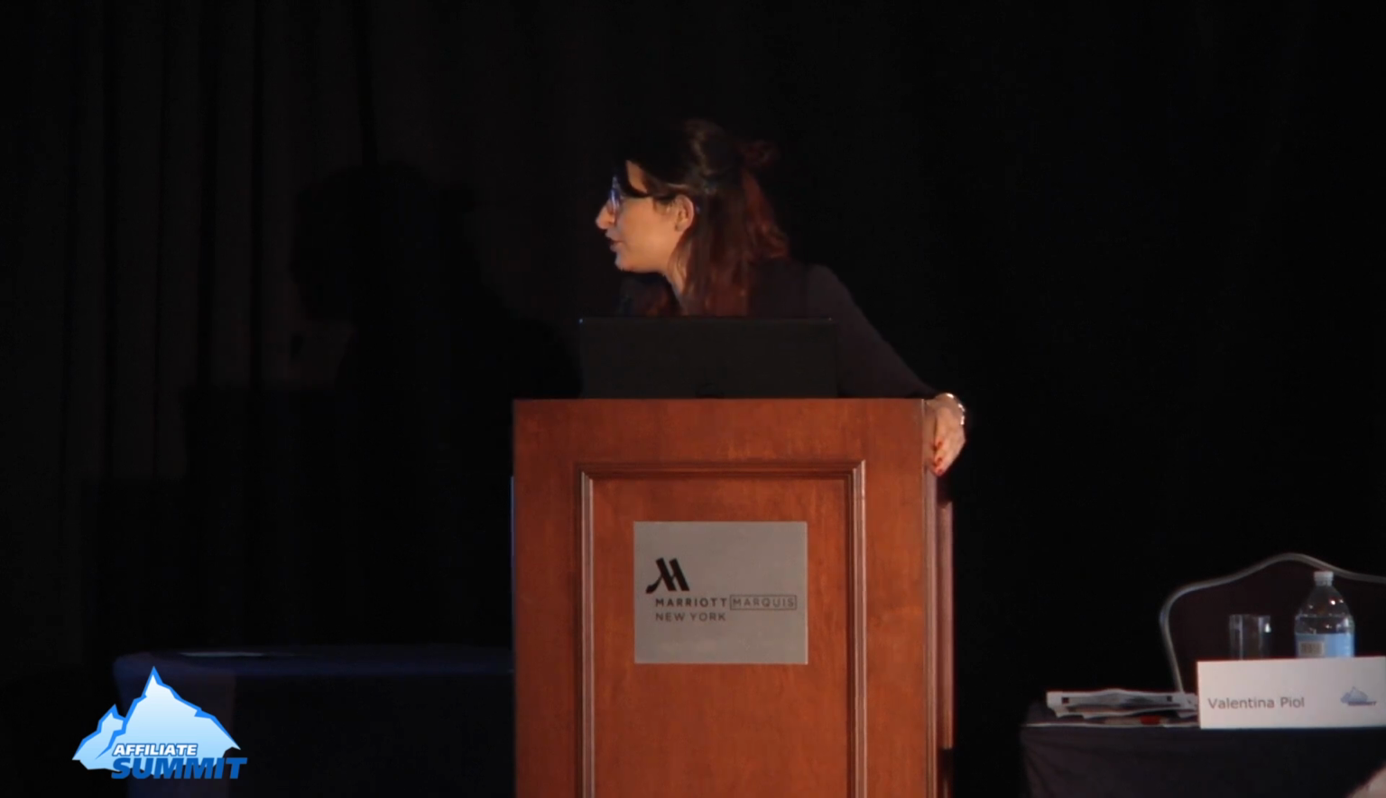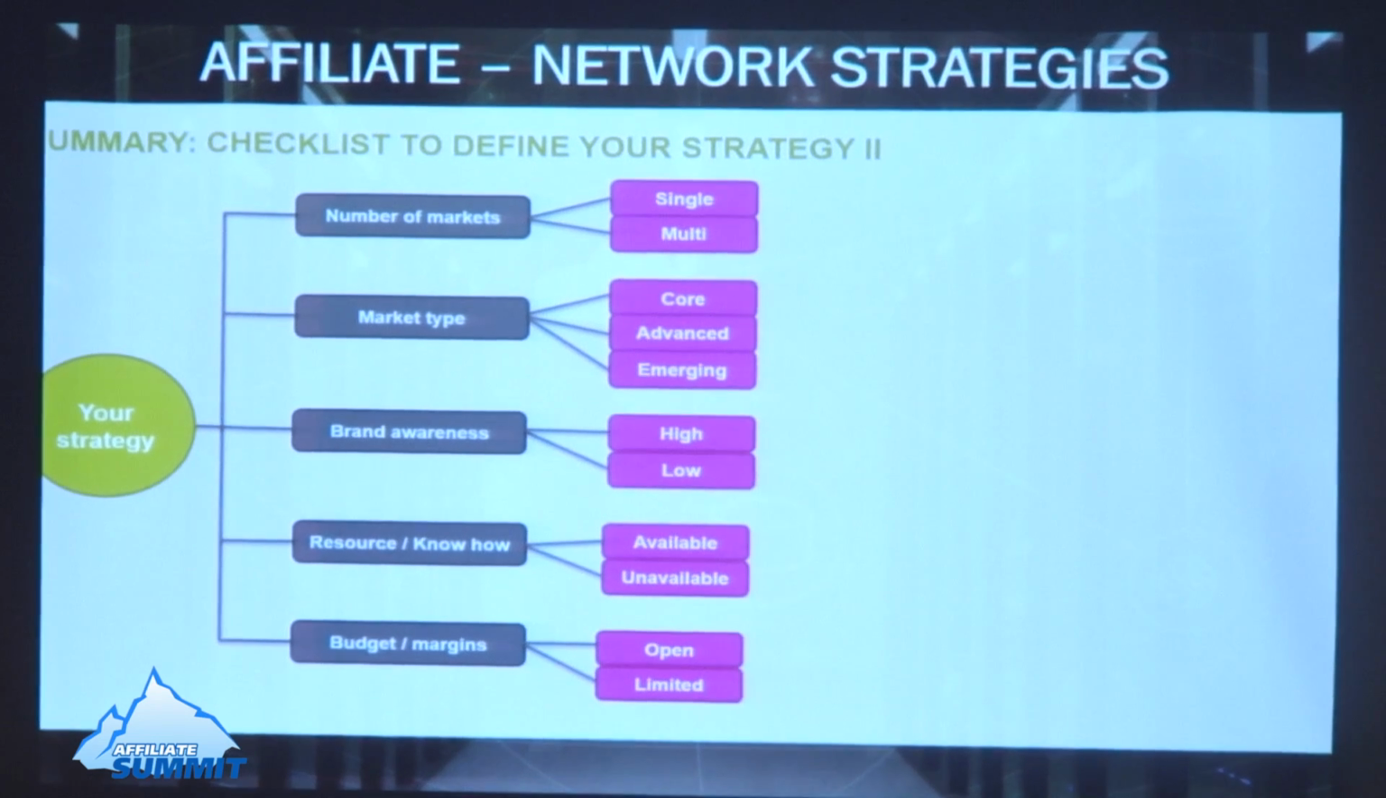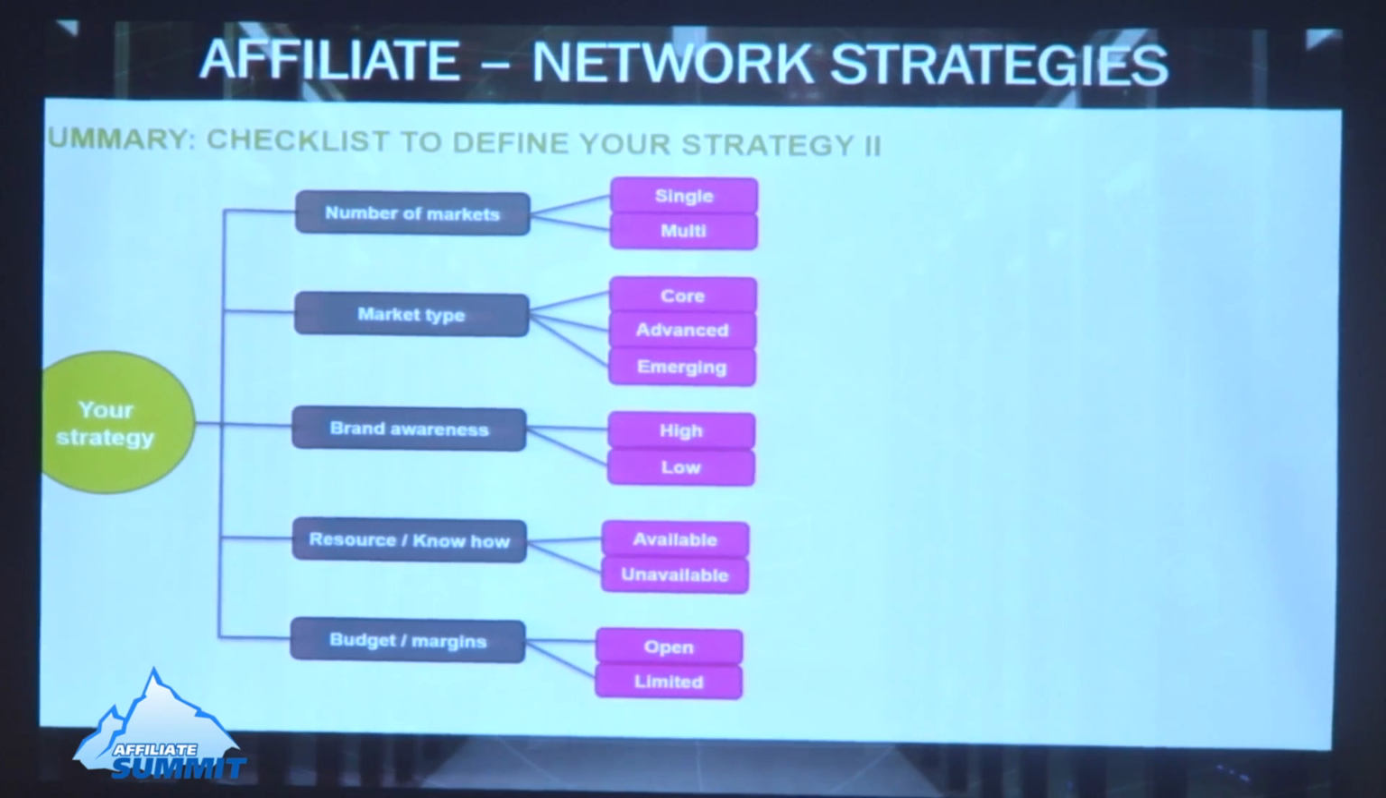So the number of markets could be single or multiple. The market types could be, as mentioned before and shown on the map, either core, advanced, or emerging ones. The brand awareness could be high or low, the resources available or unavailable, and the budgets either open or limited. And then, depending on the different combinations of this, you can come to different conclusions for sure.